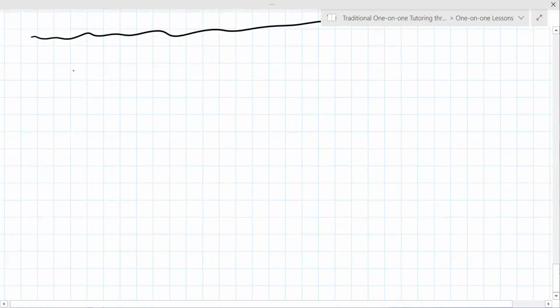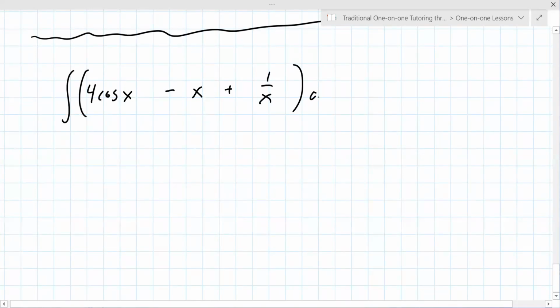All right, let's just do a quick review here. Let's say I wanted the integral of 4 cosine x minus x plus 1 over x dx. Can you try this one on your own, please? Yes. I'll be right back.